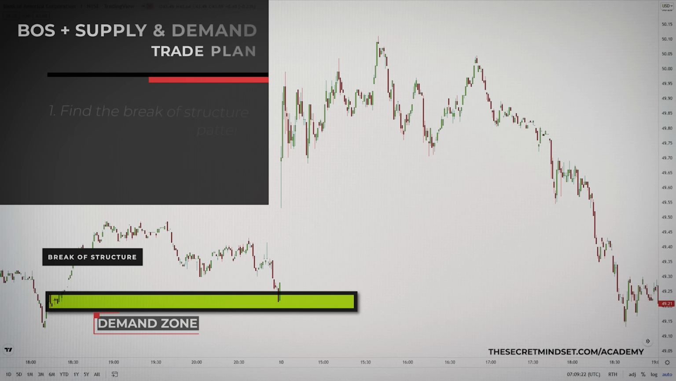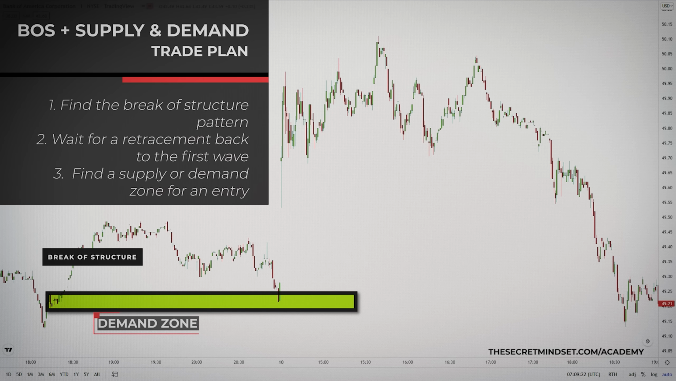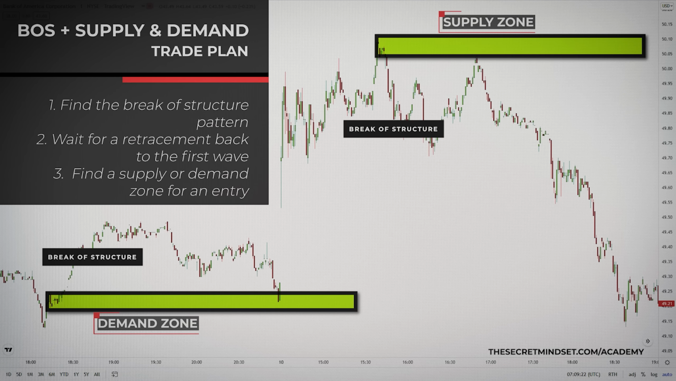So the plan is to find the break-of-structure pattern. We'll wait for a retracement back to the first wave, and we'll try to find a supply or a demand zone for an entry to execute the trade with a greater accuracy.